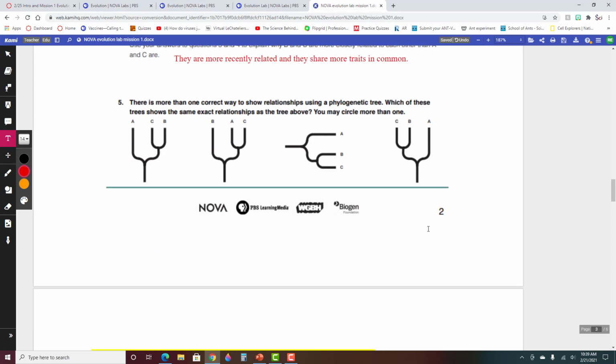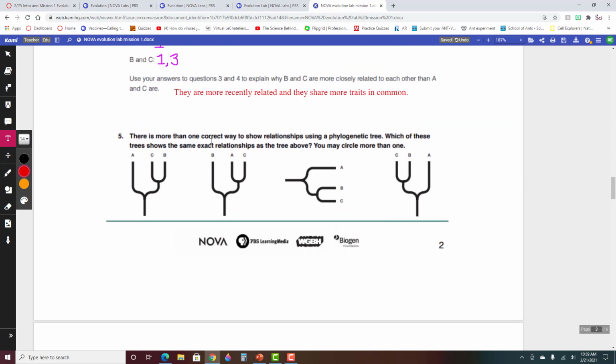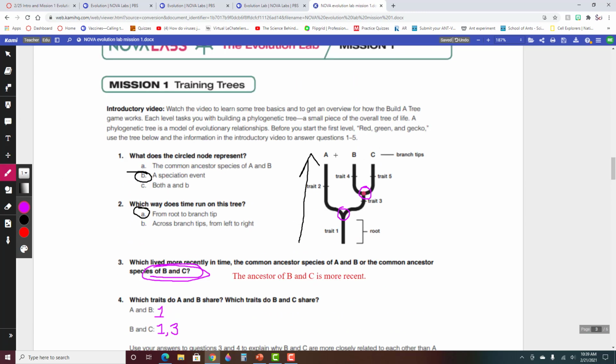Alright, next one. So there's more than one way to show a relationship using a phylogenetic tree. Which of these trees shows the exact same relationship as the tree above? And you may circle more than one. So let me grab my drawing tool. So, tree above, this one.